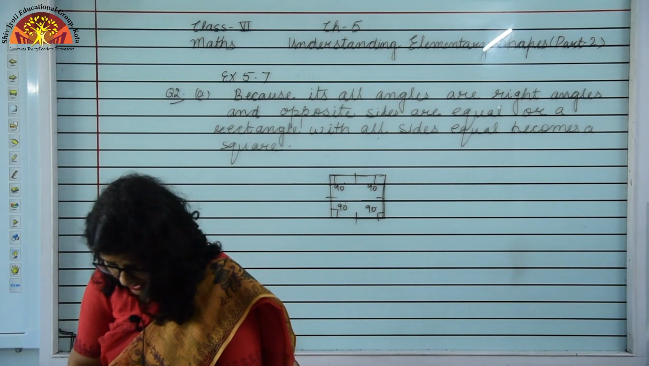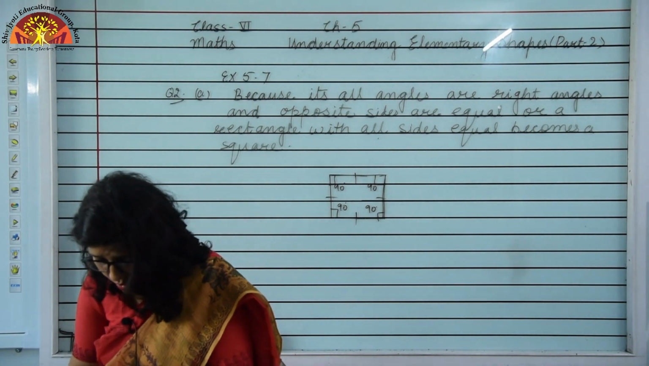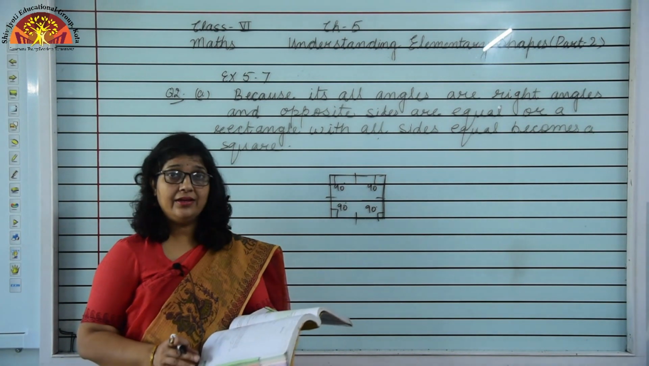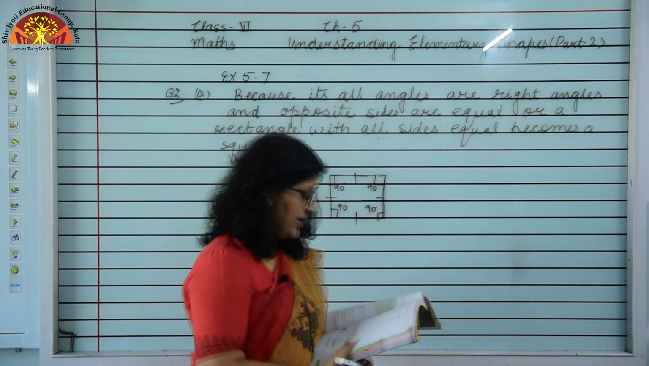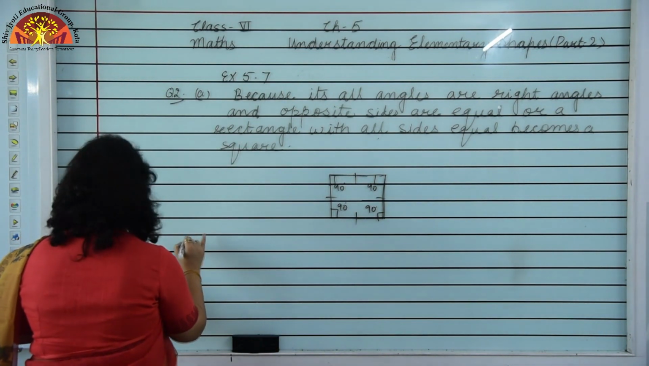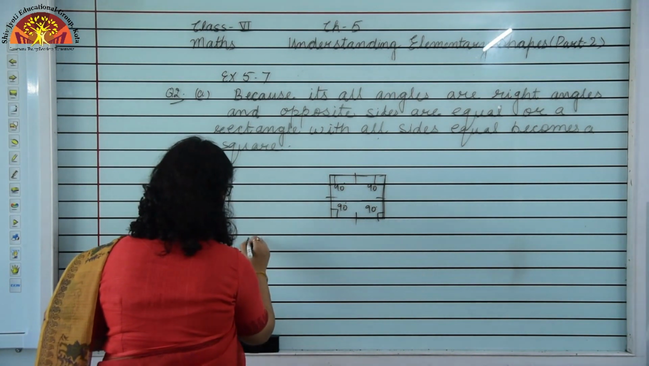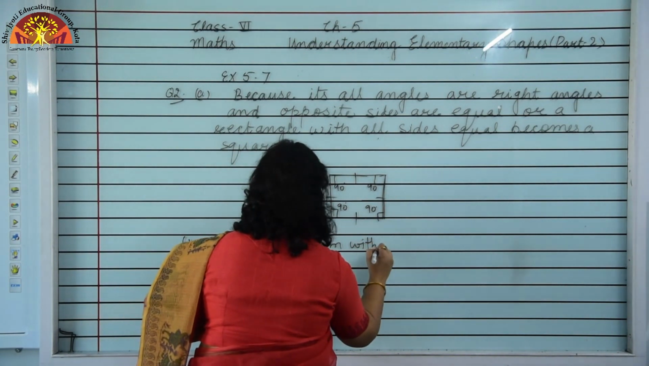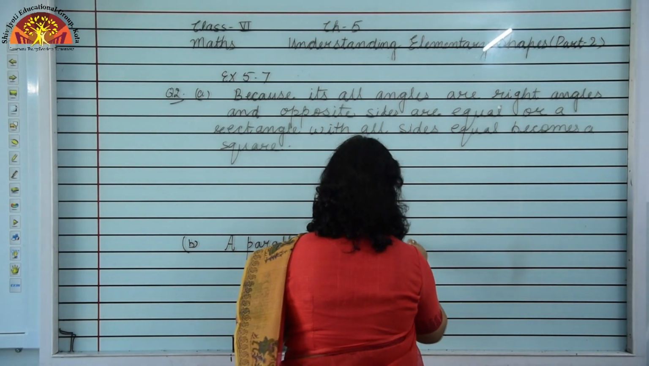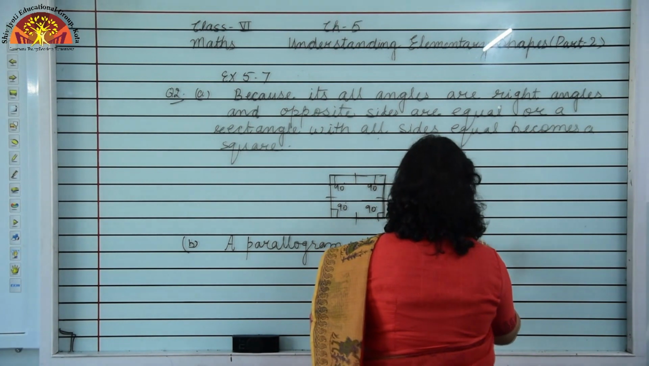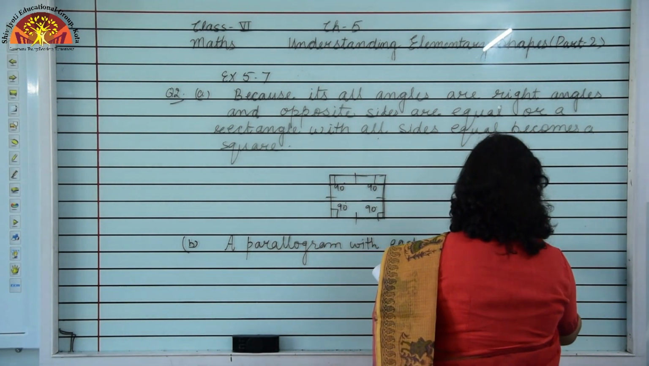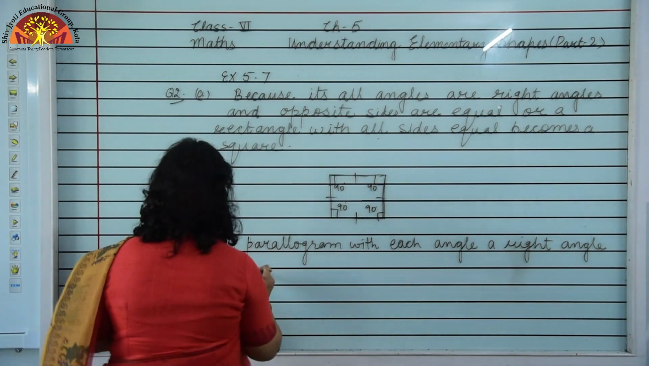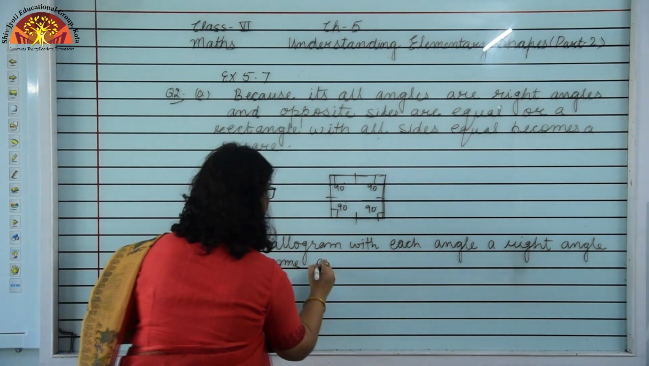Now students, question number 2B part: a rectangle can be thought of as a special parallelogram. क्या एक रेक्टेंगल एक स्पेशल पैरेललोग्राम हो सकता है? यस. बी पार्ट ऑफ दिस, a parallelogram with each angle a right angle becomes a rectangle.